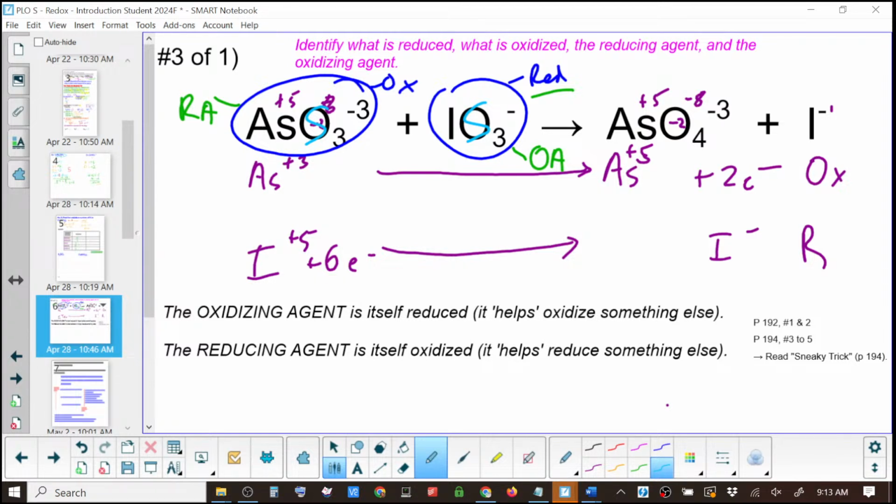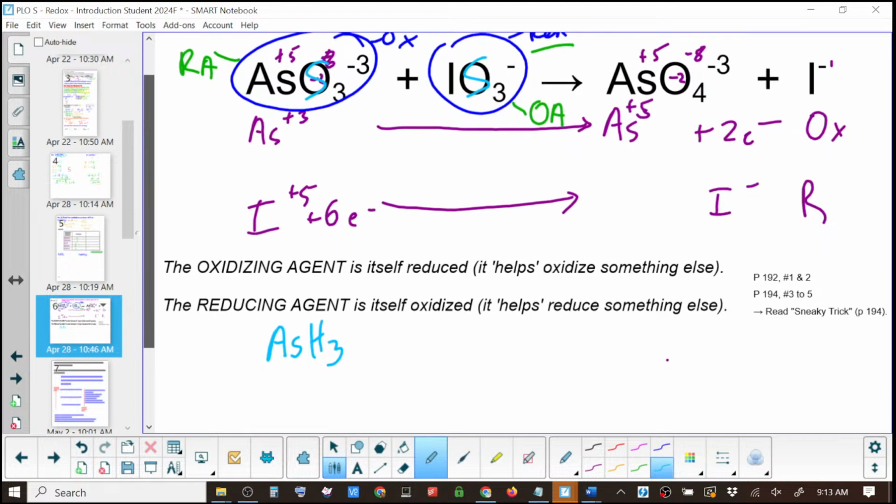What if it's H? Yeah. Oh, now you've messed up my example. AsH3, it's a completely different case now, with charges. But we can still do it. AsH3 minus 3 goes to AsH4 minus 3. This is going to be weird, plus 1 minus. So you want this example.